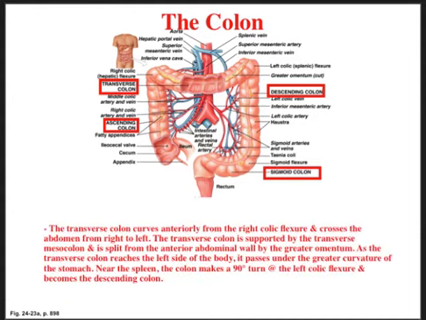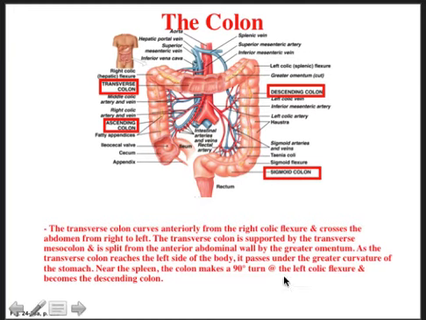The transverse colon curves anteriorly from the right colic flexure and crosses the abdomen from right to left. It's supported by the transverse mesocolon and is split from the anterior abdominal wall by the greater omentum, that apron of fat that hangs in front of both the large and small intestine and provides padding, insulation, protection, and is a source of fuel, also known as your beer gut.